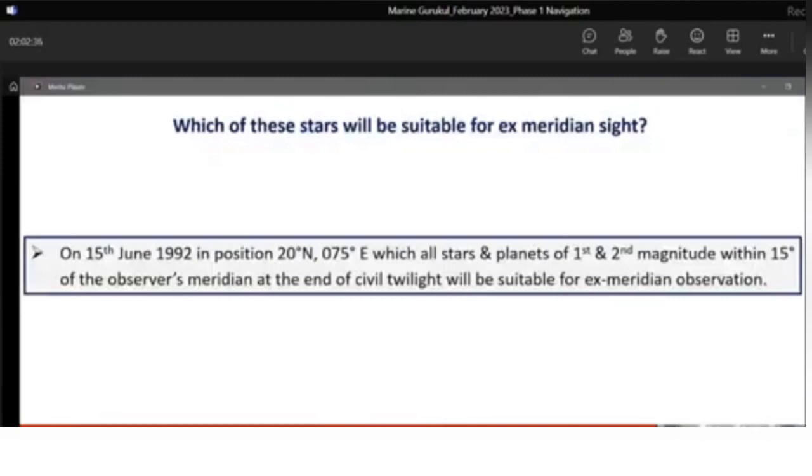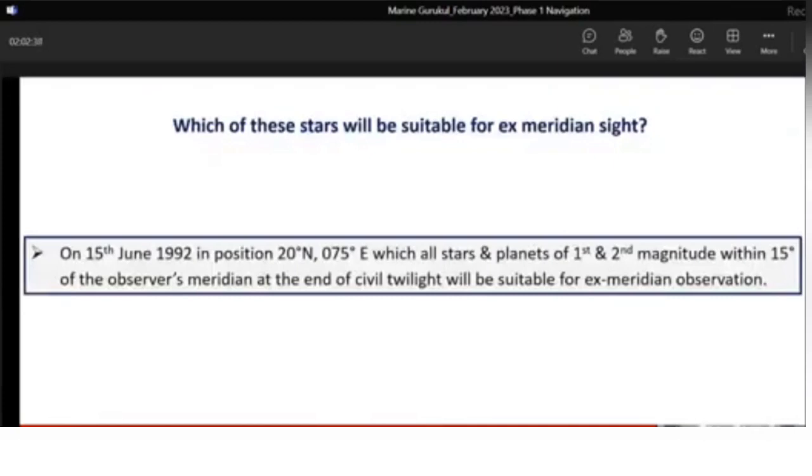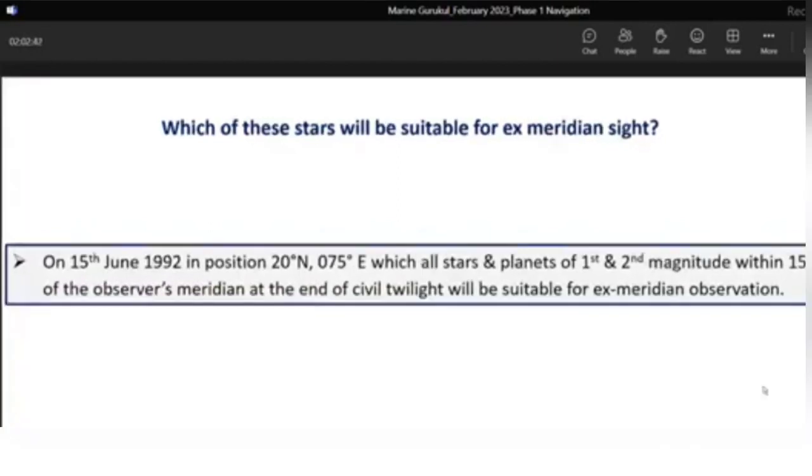Another type of question that is asked in the exam is to figure out or find the stars and planets which are suitable for ex-meridian observations. On 15th June 1992, in position 20 degrees north, 75 degrees east, which stars and planets of first and second magnitude within 15 degrees of observer's meridian at the end of civil twilight will be suitable for ex-meridian observation.